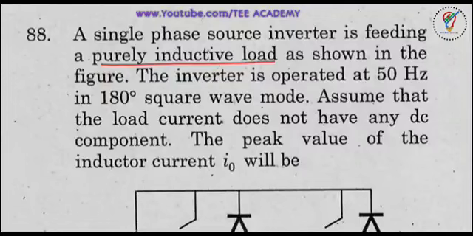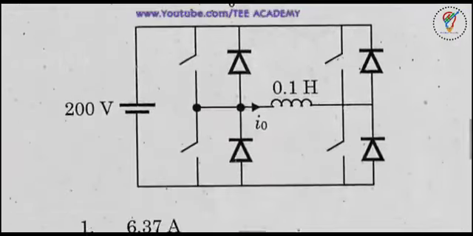The inverter is operated at 50 Hz, 180 degrees square wave mode, assuming that the load current does not have any DC component. So load current does not have any DC component means the output is a pure AC waveform. The peak value of the inductor current will be... okay, so here this is the given circuit diagram. Now remember here Vs is 200 volts, inductance is 0.1 Henry.